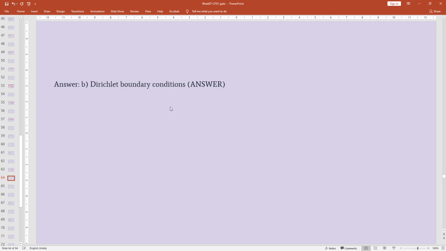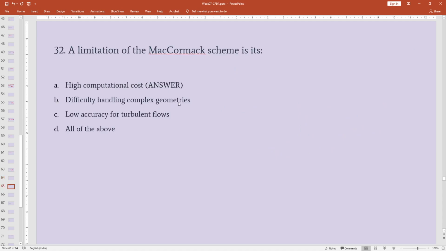Moving on to next question. A limitation of McCormack scheme is its what? Option A, high computational cost. Option B, difficulty in handling complex geometries. Option C, low accuracy for turbulent flows. Option D, all of the above.